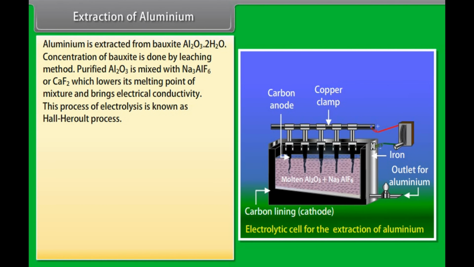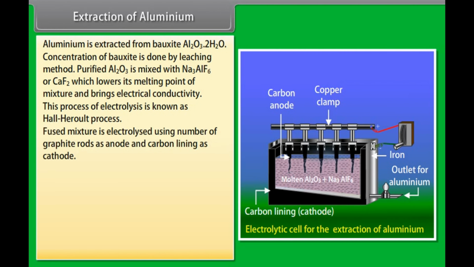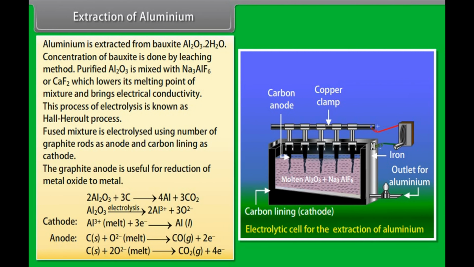This process of electrolysis is known as Hall-Héroult process. The fused mixture is electrolyzed using a number of graphite rods as anode and carbon lining as cathode. The graphite anode is useful for reduction of metal oxide to metal.